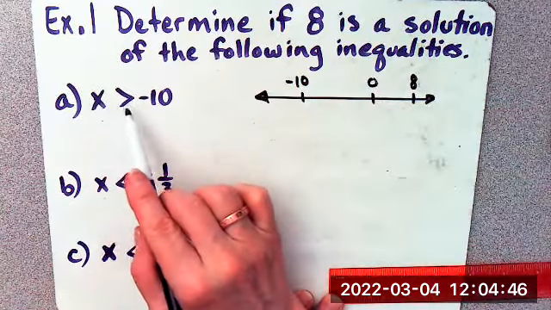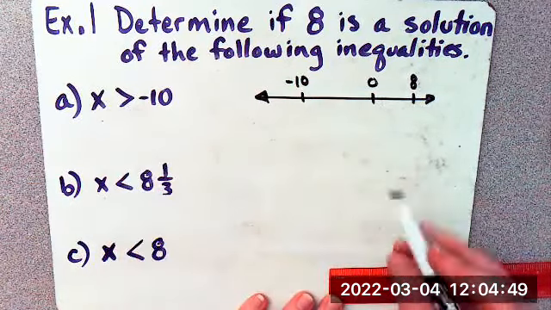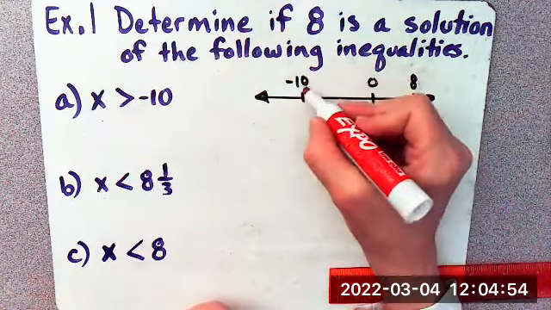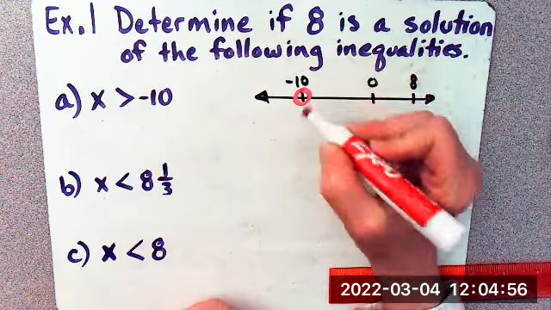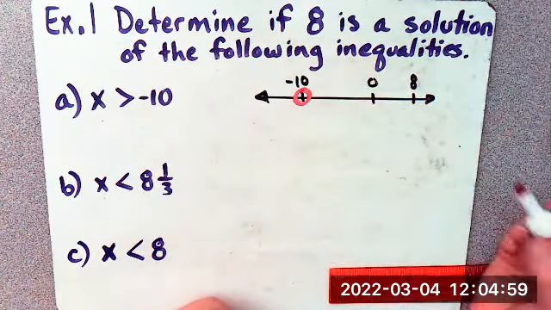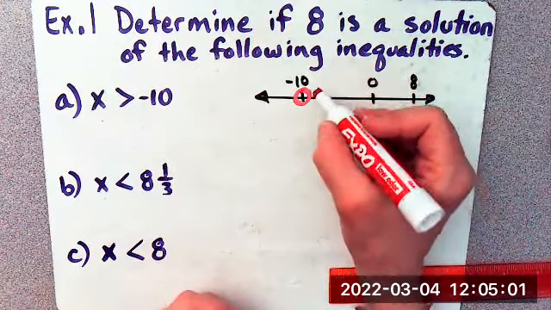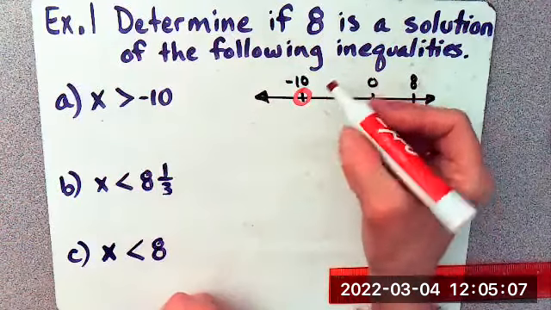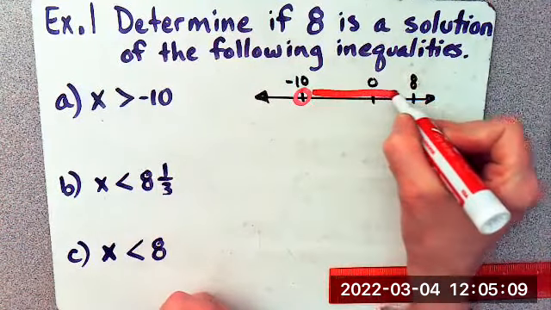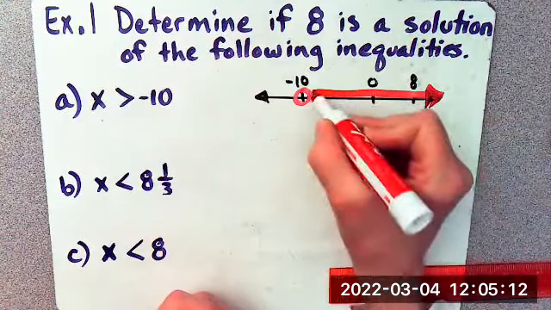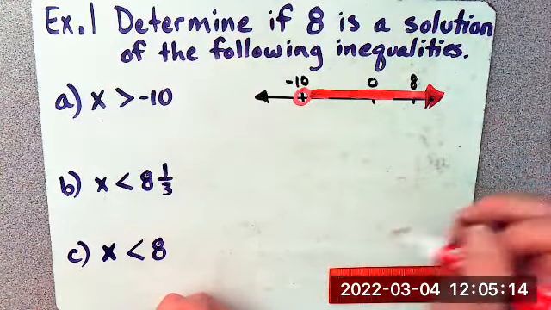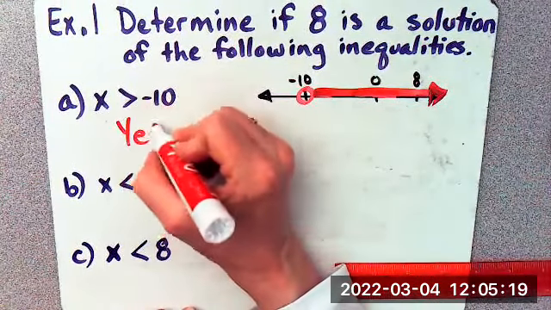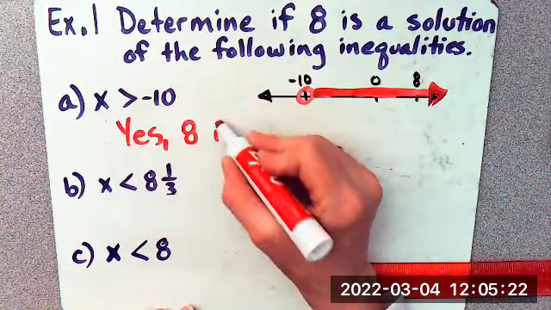Okay, this says x is greater than -10. So what that means, if we're going to graph it, we're going to put a fence around -10 because it can't equal -10. And then we are going to graph greater than. 0 is greater than -10. That's true. So we're going to graph this direction. Okay, so we see 8 is part of the solution. So yes, 8 is a solution.